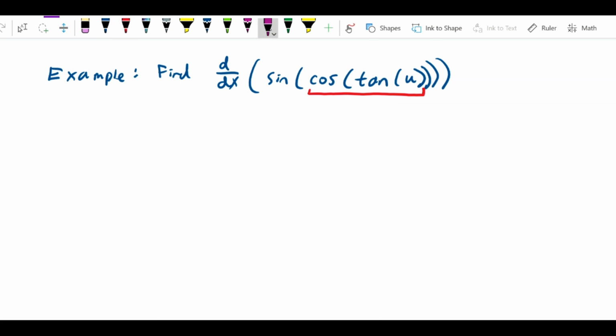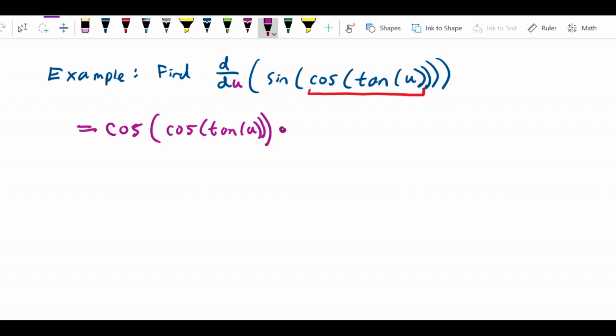So the way to think of this is that the derivative of sine is cosine. And now, whatever's inside the sine, I'm going to put it inside cosine, because it's like I'm just taking the derivative of sine. So that's going to be cosine of tangent of u. Sorry, I should be making clear I'm taking the derivative with respect to u, not x. Apologize for that. So this is cosine of tangent of u.